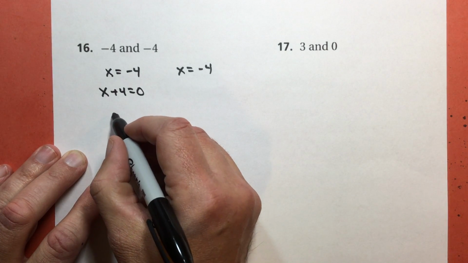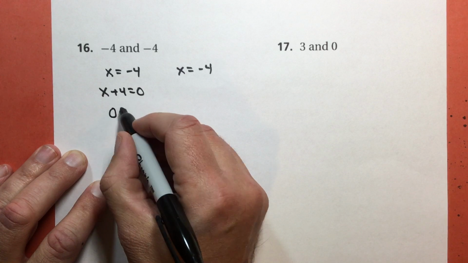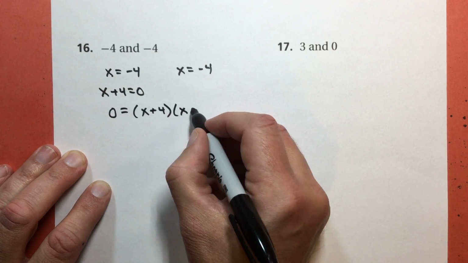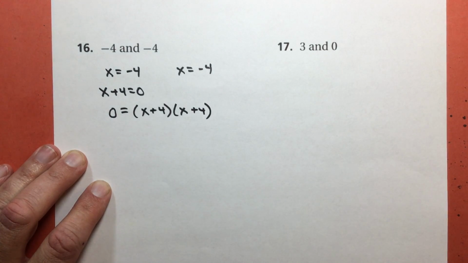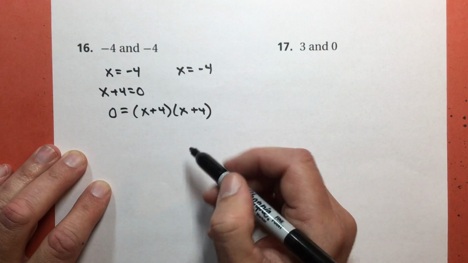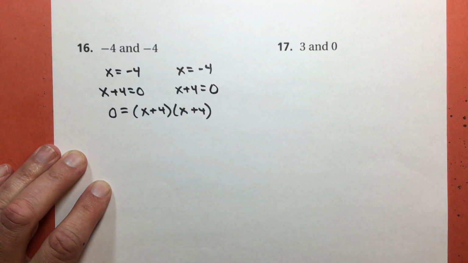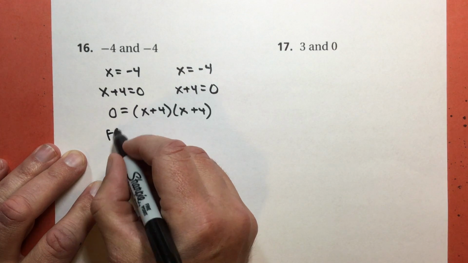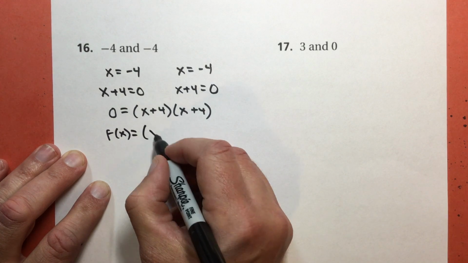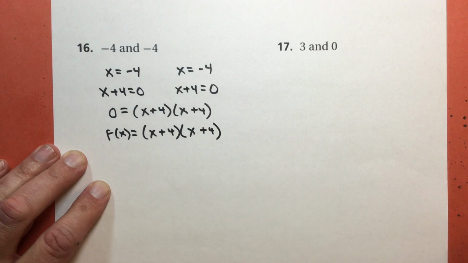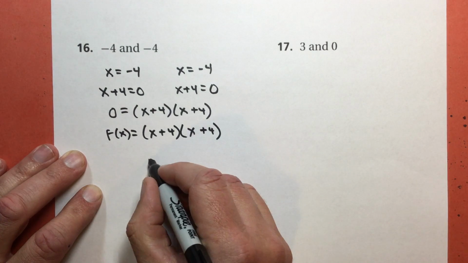So my function, and actually I'll start by giving the zero, is going to be x plus 4 times x plus 4, because that's the same thing I have over here. What the heck, I'll write it. If you're just looking at the picture, you probably wonder, why didn't you finish that? All right, so that's my function. f of x equals x plus 4 times x plus 4, except I need to write it in standard form.